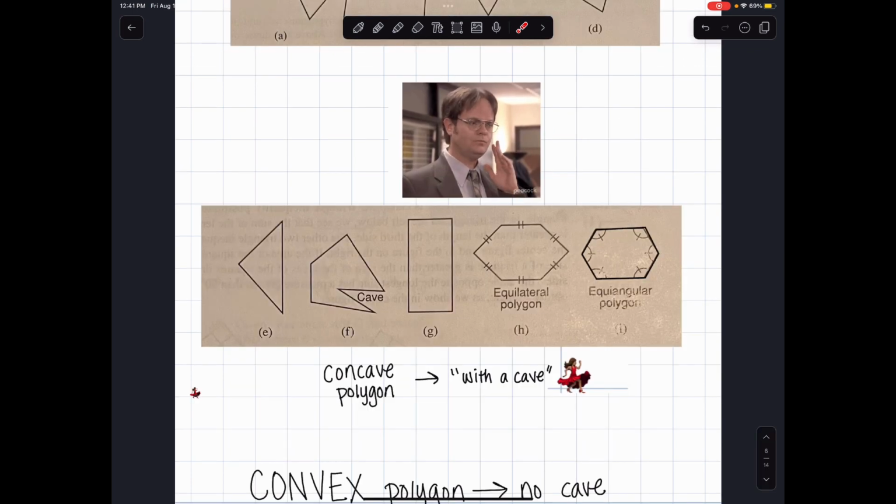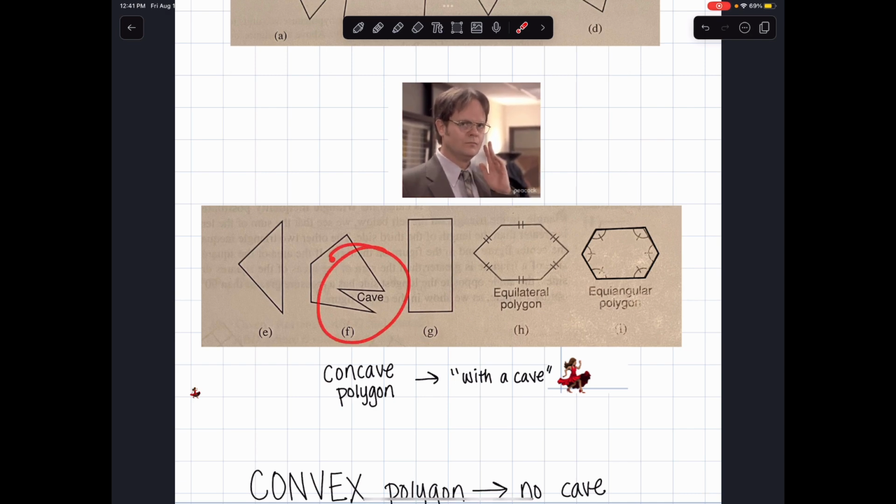These are all actually polygons. So Dwight is right when he is looking at these and wondering whether they're polygons or not. He's saying, yeah, it's true. These are all polygons. Why are they polygons? Well, each figure, they're simple. They don't have curvy lines. They're closed. They meet all the criteria. This polygon has an indentation. That is totally allowed, and that is called a cave.